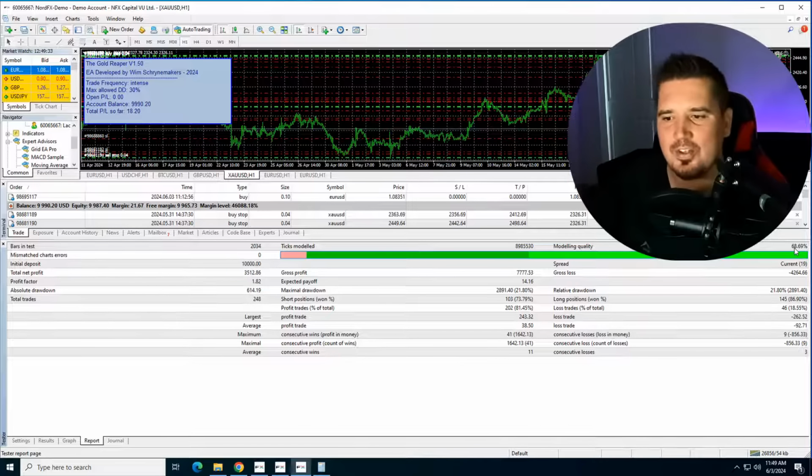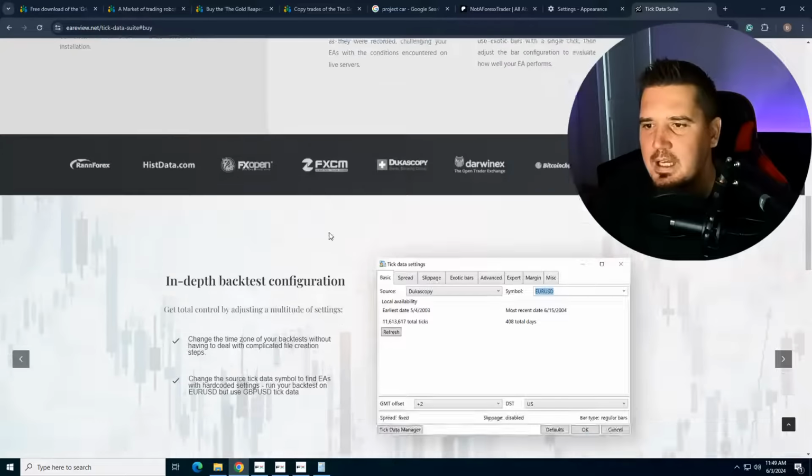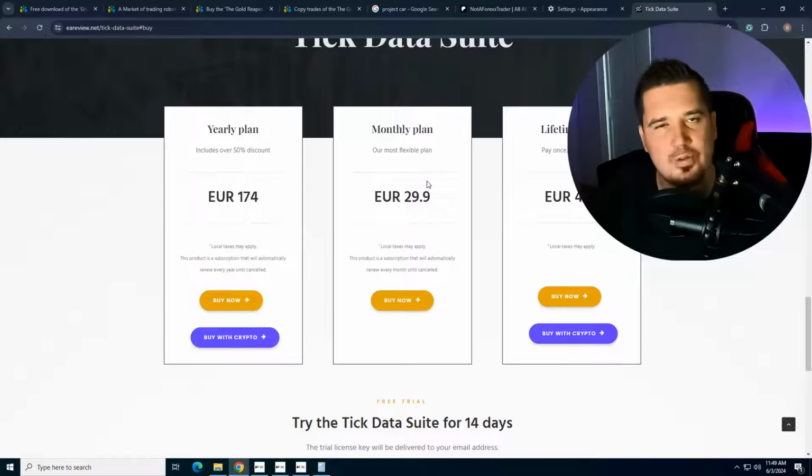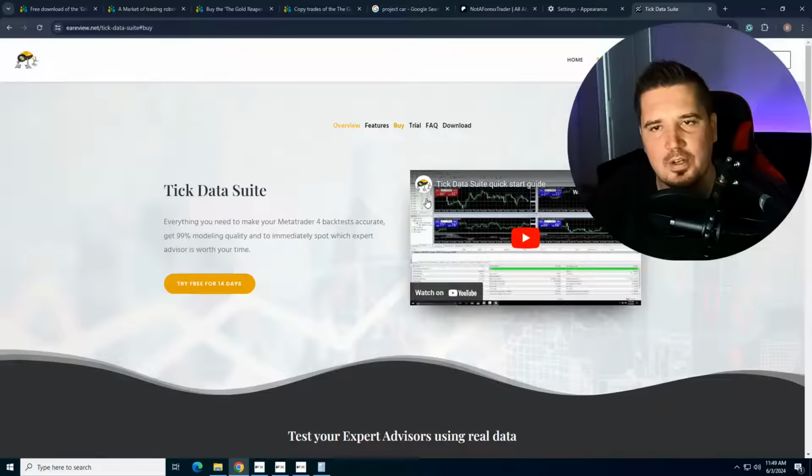Now we can get it to go higher by using something called Tick Data Suite, but it costs money. It costs 30 euros every month. So I'm not going to do that, and I can't use the free trial on my server. It detects virtual computers. So this isn't going to work, unfortunately, on the server right now.